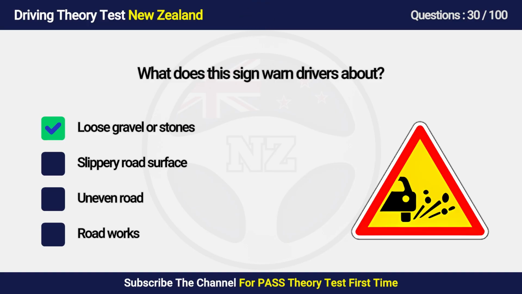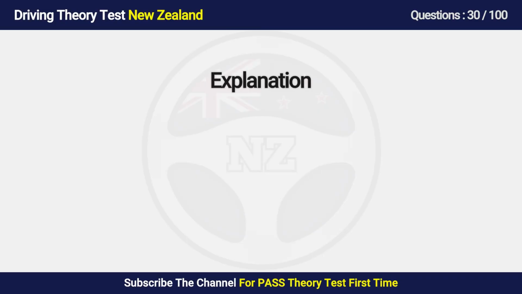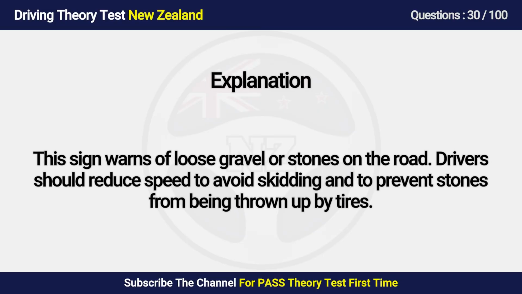Answer is A. Loose gravel or stones. This sign warns of loose gravel or stones on the road. Drivers should reduce speed to avoid skidding and to prevent stones from being thrown up by tires.